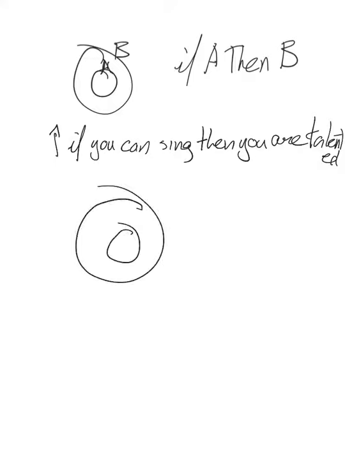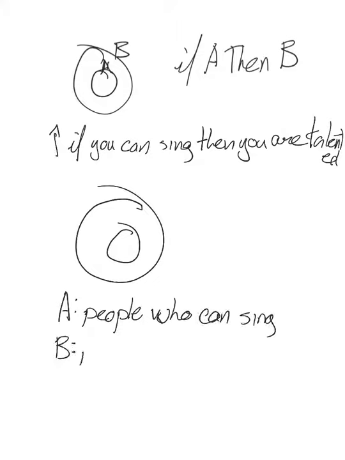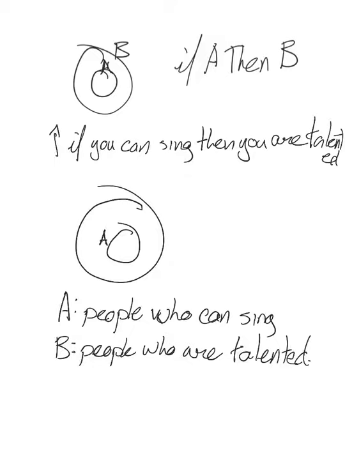Now see if you can pause it and figure out what the A is and what the B is going to be. But I'm going to define the A as people who can sing. I'm going to define the B as people who are talented. Therefore, this would be the A, because people who can sing are talented. So then the A is inside the B.